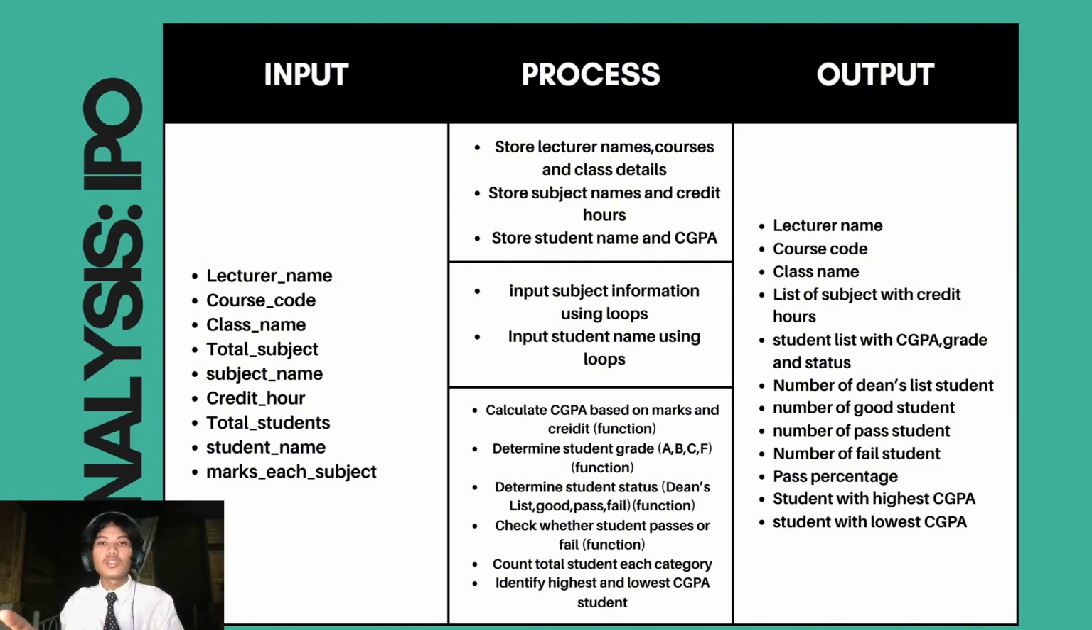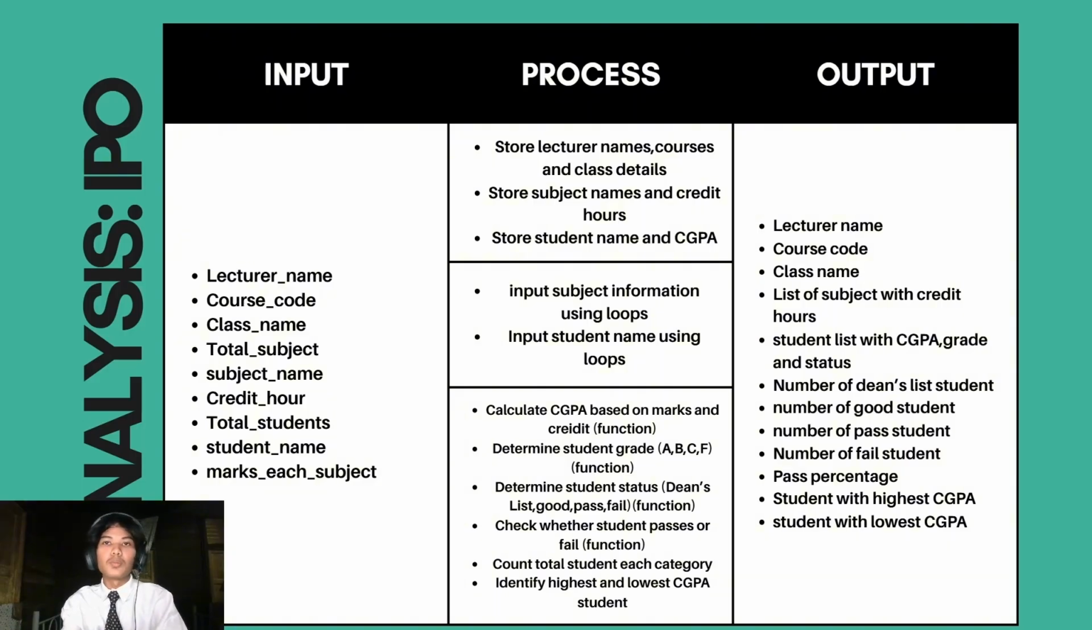Count the total students in each category, which is how many fail and how many pass. Lastly, identify the highest and lowest CGPA student.